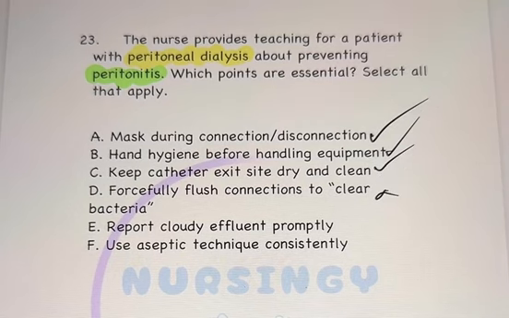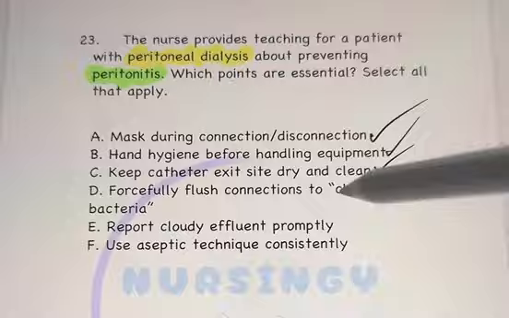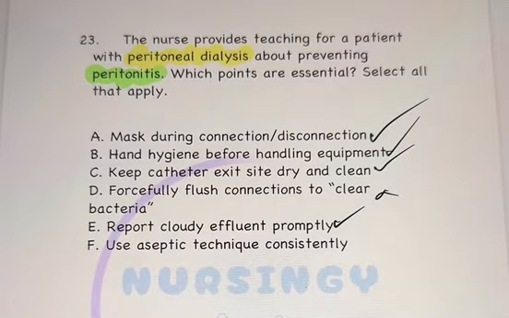So D is incorrect. What about E? Report cloudy effluent promptly. We did that before. This is the first and most important sign of peritonitis. So we need to send that bag to the lab just to make sure which kind of infection is going on. And what about F, guys?